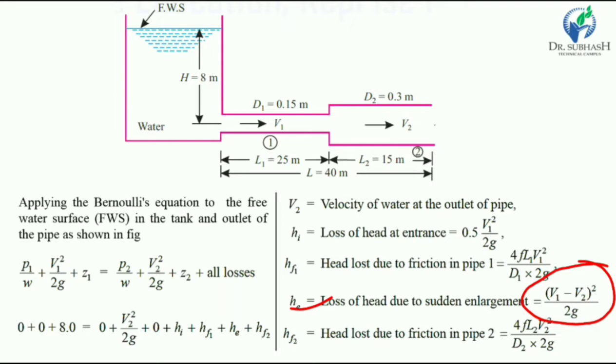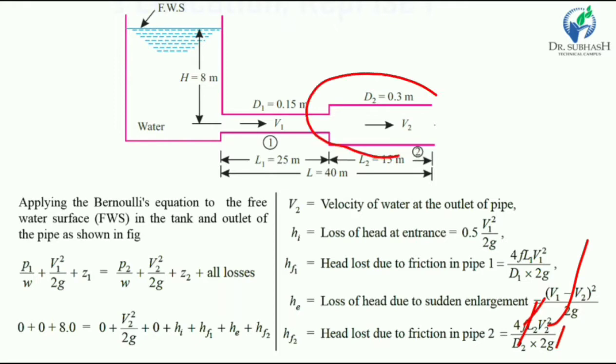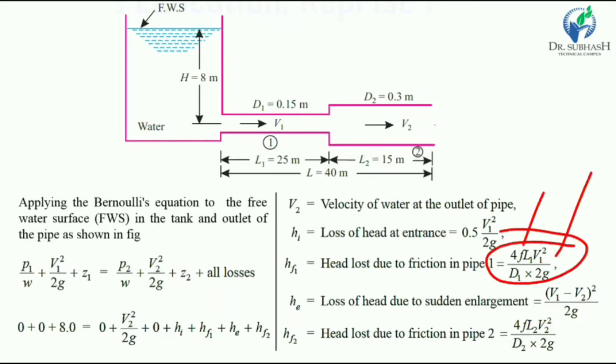Now another friction loss, for section 2, is found with the help of the Darcy equation, FLV square upon 2gD. Here the velocity, diameter and length are considered for section 2 of the pipe, and in the earlier one the length, velocity and diameter are considered for section 1 of the pipe.